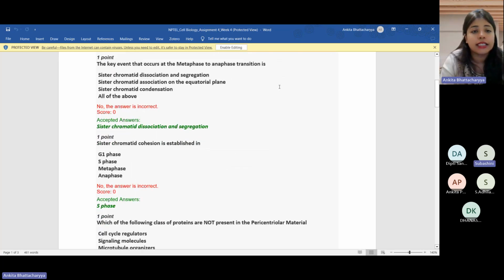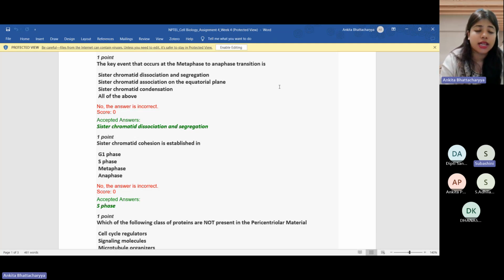Second is: the key event that occurs at the metaphase to anaphase transition is which of the following? Sister chromatid dissociation and segregation, sister chromatid association on the equatorial plane, sister chromatid condensation, or all of the above. Sister chromatid condensation, as we have extensively understood, is part of the prophase step, because that is where the organization of the entire genetic material takes place. So that is not a part of the metaphase to anaphase transition, certainly not.